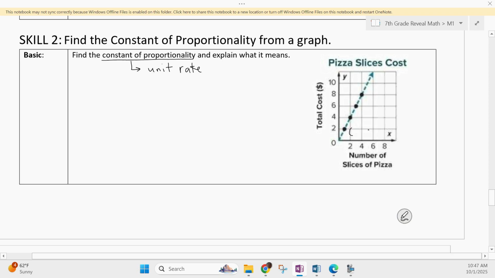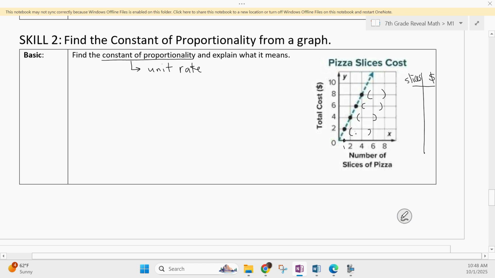We could write it like that, or we could write it out like this with the slices and the cost. But anybody know? Show me on your fingers how much it costs for one slice. And if you don't know, if you're just looking around like, where did they get that? I think this is right at 1.